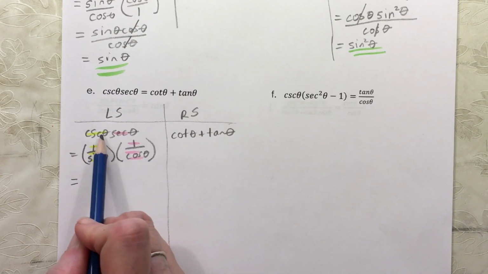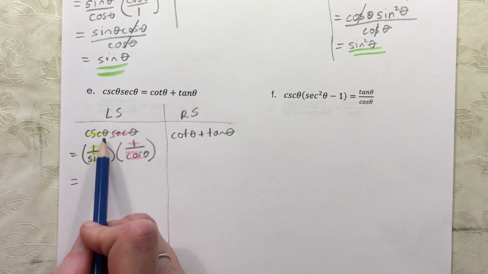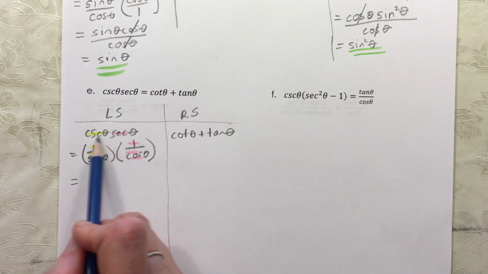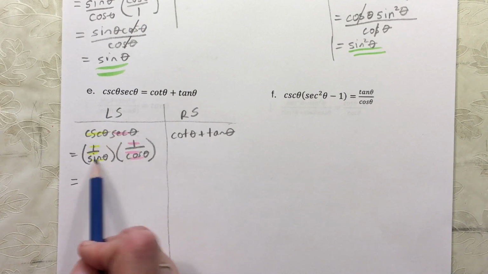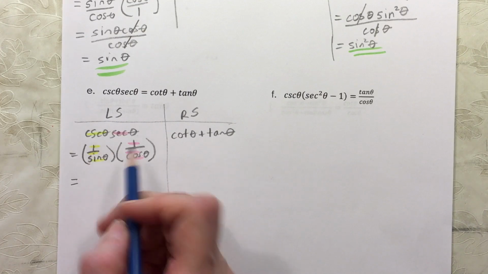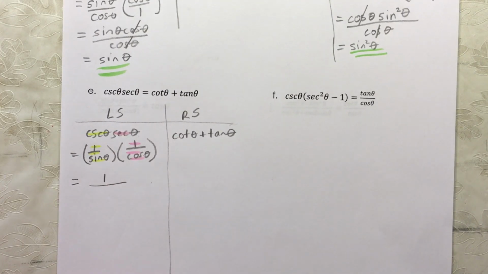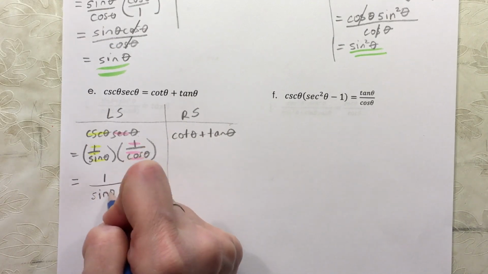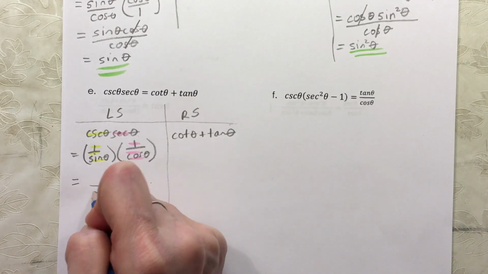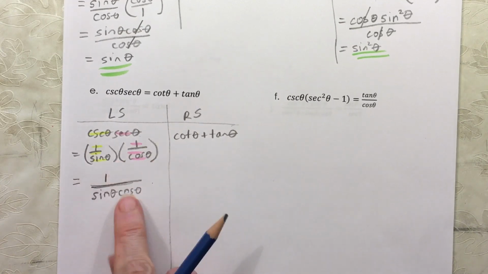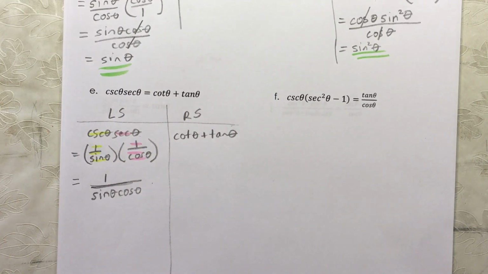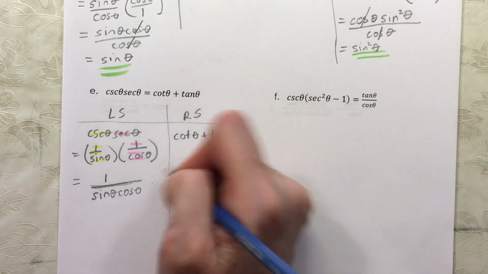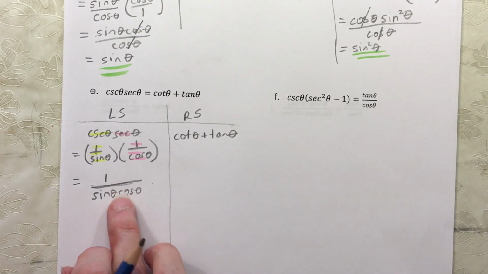But now instead of multiplying these ratios, we're now multiplying these fractions, if you want to think about it that way. So 1 times 1 is 1. Sine theta times cos theta is sine theta cos theta. And now I would say this side's kind of into its building blocks. The top is a 1. The bottom is sine theta times cos theta. So I would move over to the right side now because I don't think there's more I could do on this side.